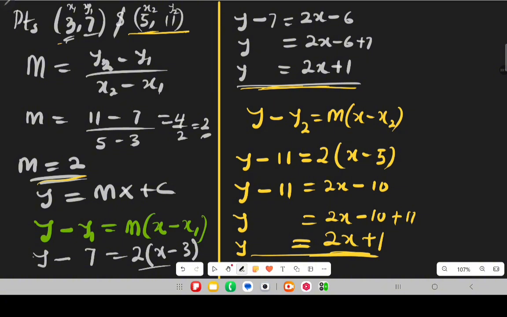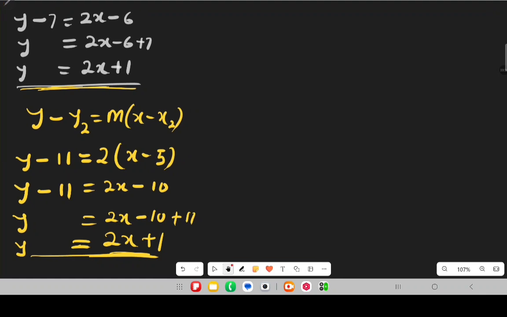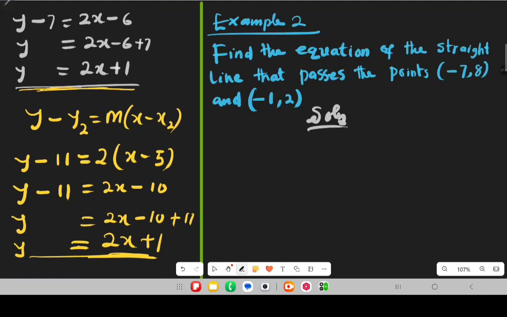Now let's move to example 2. We use any of the methods and we call it a day. Then we continue by saying example 2: find the equation of a straight line that passes through the points minus 7, 8 and minus 1, 2.